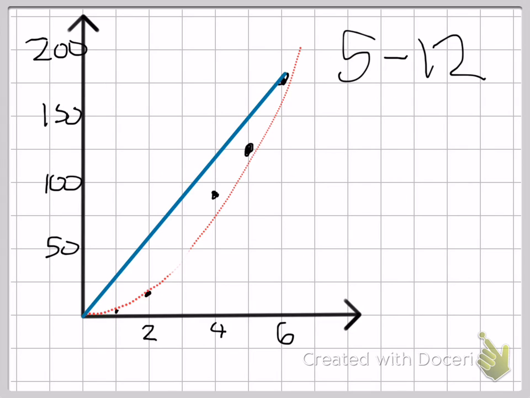Question 5 through 12, I'm going to do this all at once because it's a little repetitive in what we're doing. We're doing the same thing a few times in a row. So we are finding slopes at smaller and smaller intervals. The first interval is 0 to 6, that you can see by the blue line. And then we find that slope.